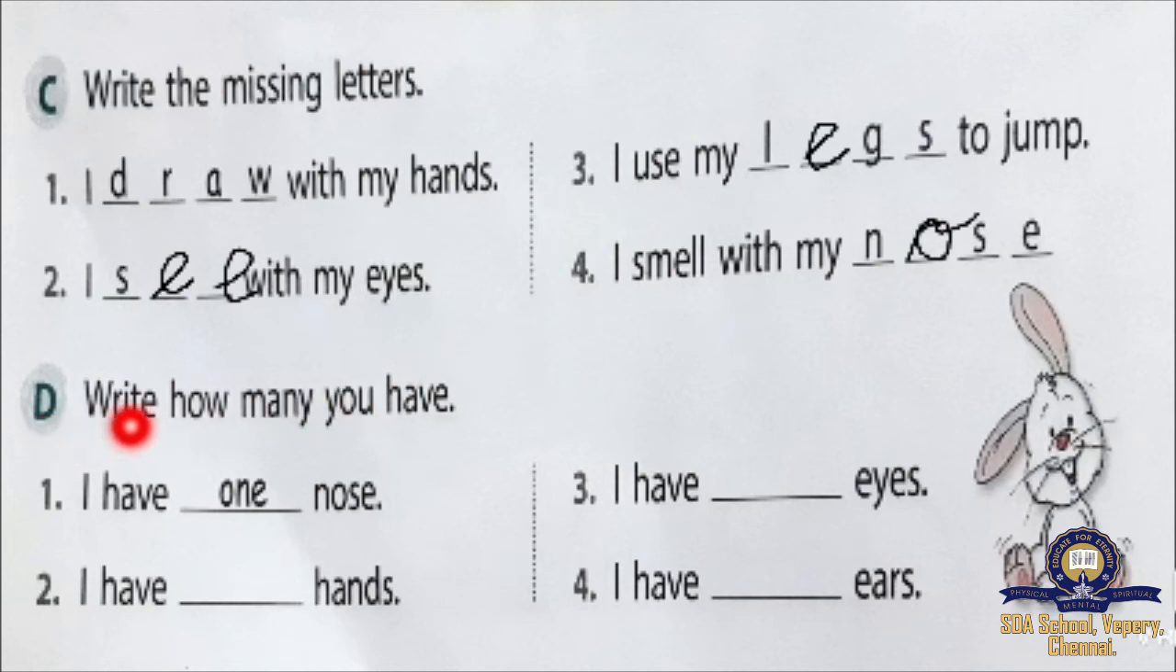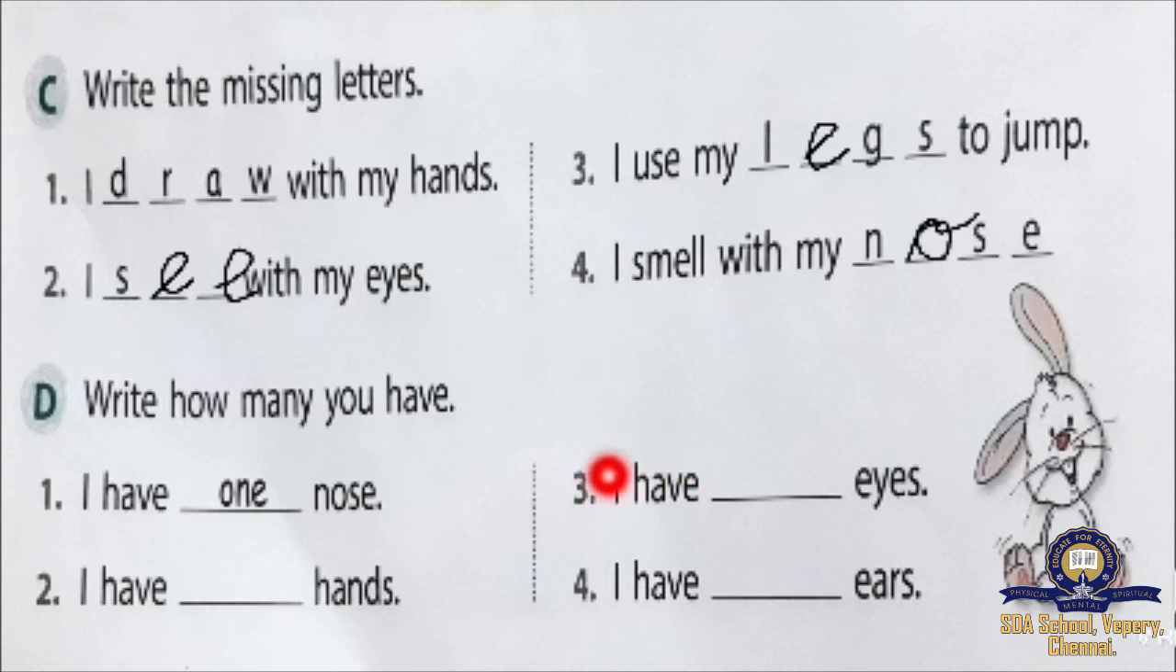Part D, write how many you have. How many organs you have, you are going to say now. Look at number 1. I have dash nose. O-N-E, 1. I have one nose. Look at the second one. I have dash hands. How many hands do you have? Yes, very good. 2 hands you have, no? Yes. And look at the third one.